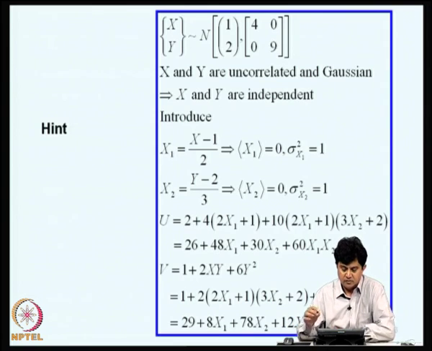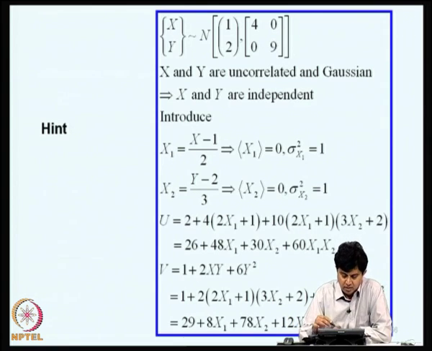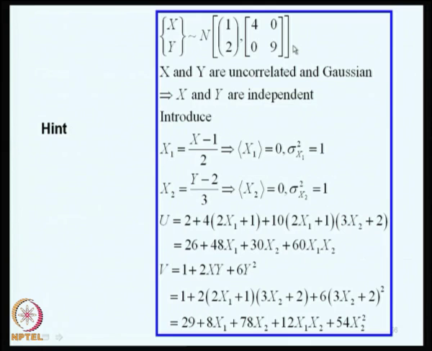So, what we could do is remove the mean from x and y and recast the expression for u and v. We begin by noticing that x and y are uncorrelated, and therefore they are also independent. Now we introduce new random variables, x1 is x minus 1, divided by 2, which is the standard deviation of x, and x2 is y minus 2, which is the mean, divided by 3, which is the standard deviation of y.